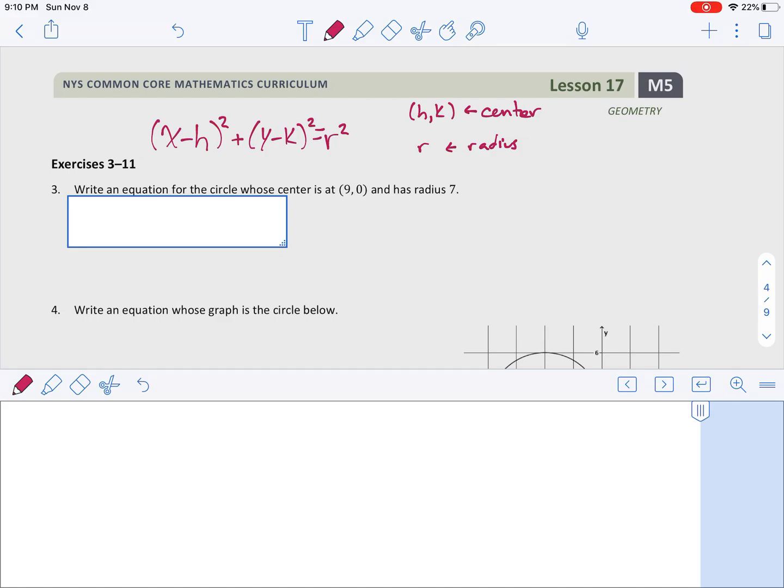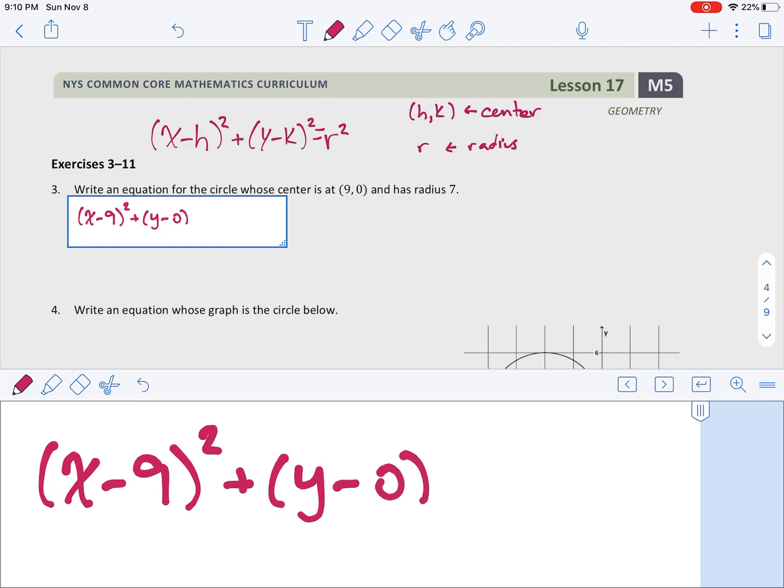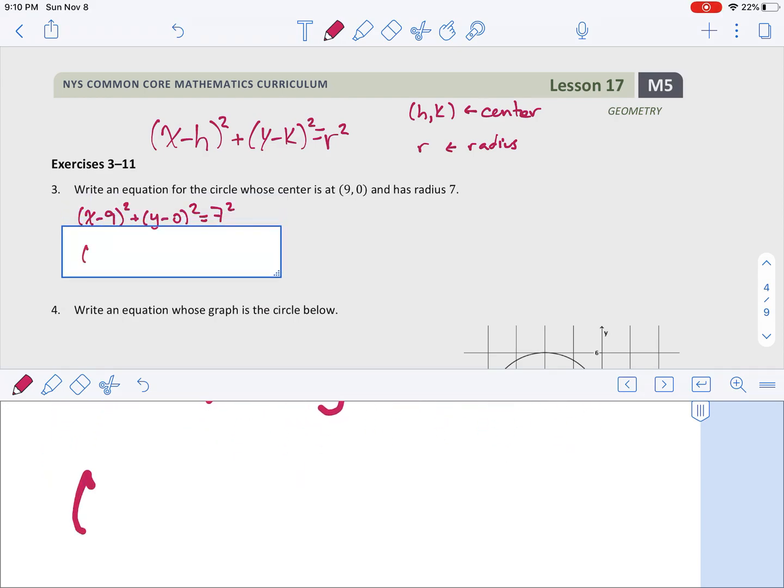So if we have the center of the circle at (9, 0), and the radius of the circle is 7, I will just plug those numbers into the formula. So we have (x - 9)² + (y - 0)² = 7². And then we'll try to simplify it as much as we can.